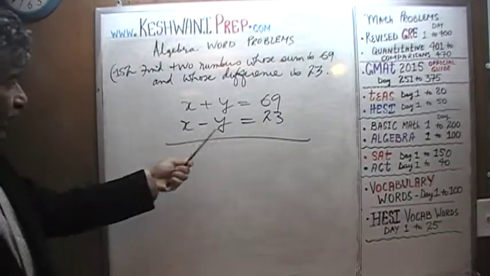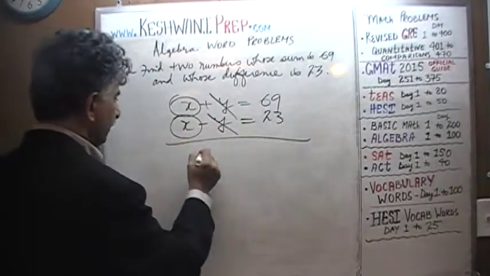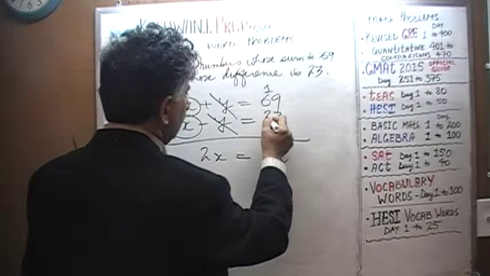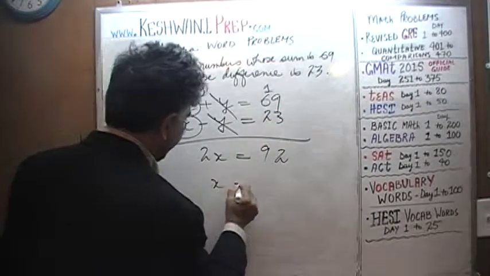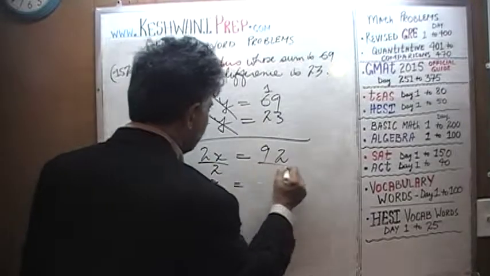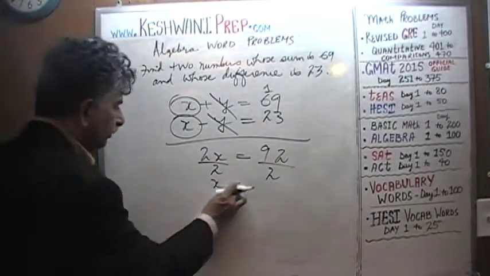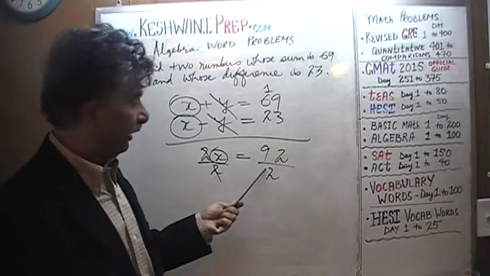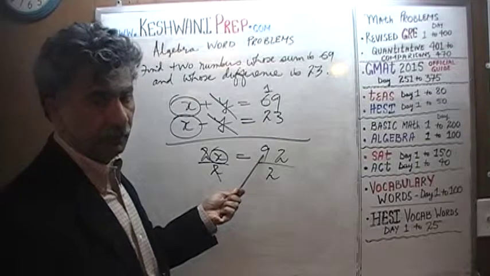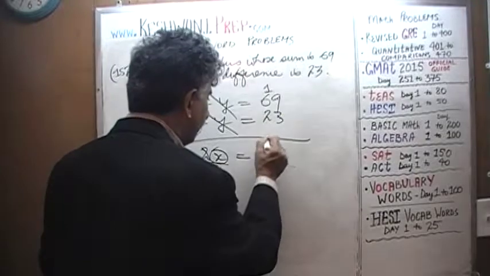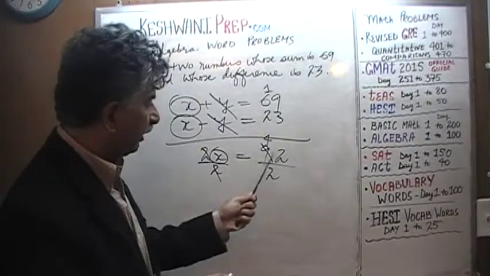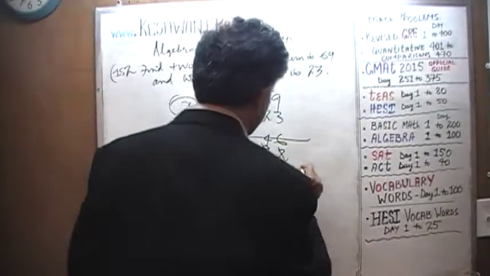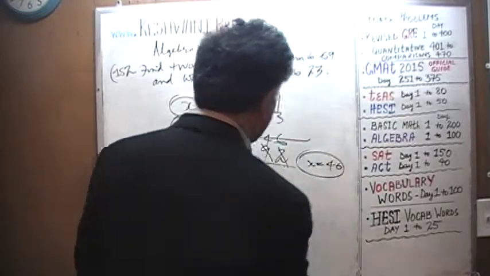Again, we add the two equations, so the y's are going to cancel out. x plus x is going to be 2x equals 92. Divide both sides by 2, and that will give us our x. The 2's are going to cancel out, and x equals, how many 2's does 9 have? 9 has 4 2's. 4 2's are 8. The remaining one goes and joins the 2 and becomes 12. And 12 has 6 2's. Very good. So that tells us that x equals 46.